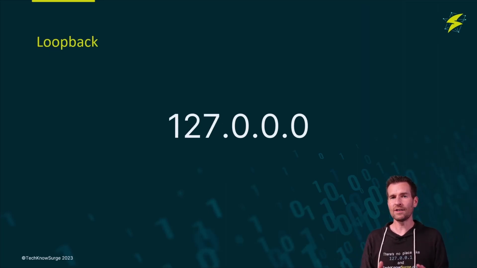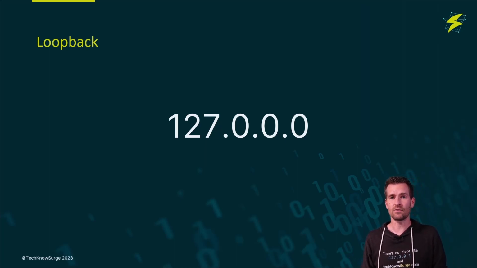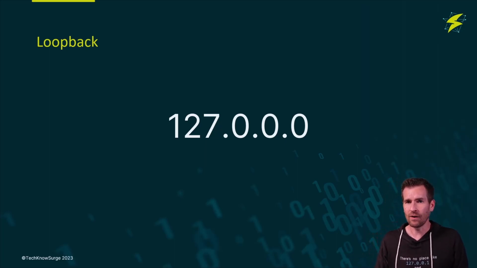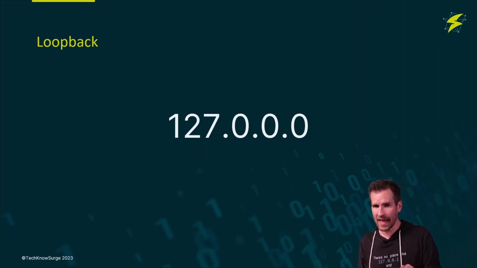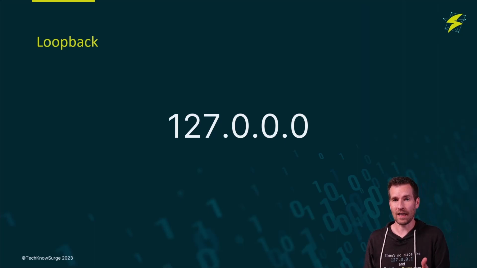Then we have the 127 network. The 127 we know is a class A, so it's the whole range. It's everything from 127.0.0.0 to 127.255.255.255. However, typically the loopback is usually assigned to 127.0.0.1, but it does take up the whole spectrum.